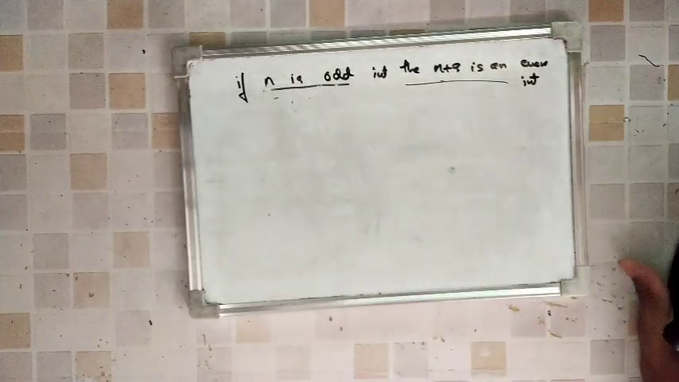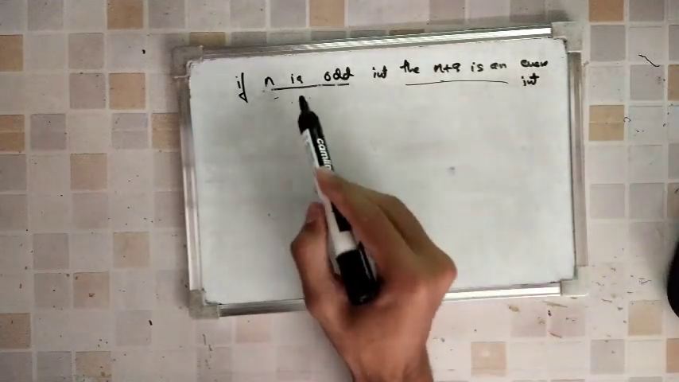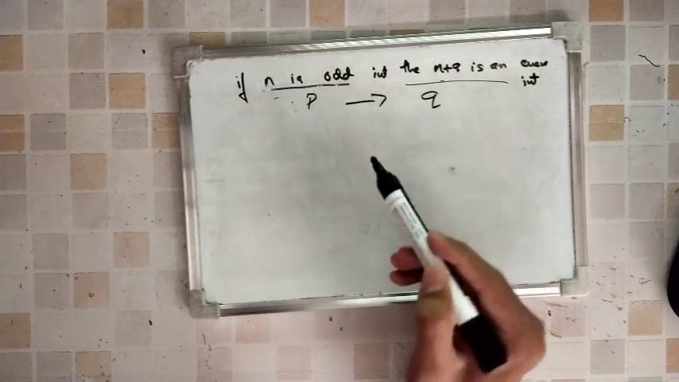Now in proof by contradiction, I am considering this whole statement as false. See here, it is in the form where this is p and this is q: p implies q.